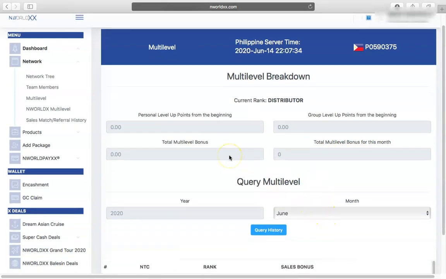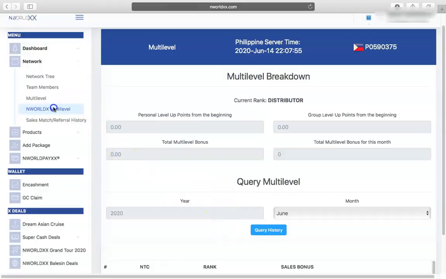Once you start buying products or maintaining your accounts for the multi-level, all the points that you acquire from buying those products will be reflected in this particular section of your dashboard. So this is your multi-level section.